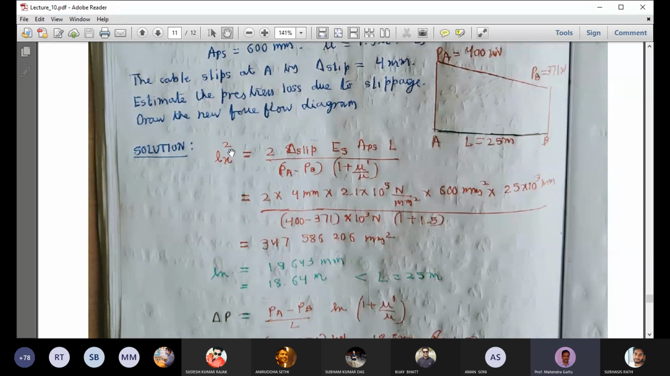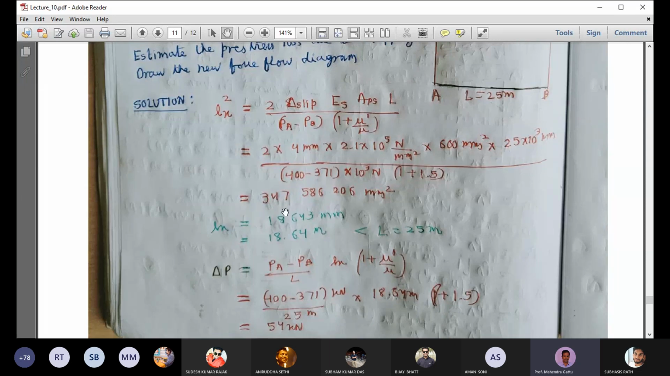So we just write the formula for Lx square: 2 delta slip E_s A_ps L by (PA minus PB) into (1 plus mu prime by mu). All these values are given. Delta slip is 4 millimeters. Young's modulus is 2.1 into 10 power 5 Newton per millimeter square. Area of pre-stressing steel is 600 millimeter square. Length is 25 meters, and we express it in millimeter: 25 into 10 power 3 millimeter. PA minus PB is 400 minus 371 kilonewton, so into 10 power 3 Newton, and mu prime by mu is 1.5, so 1 plus 1.5. So Lx square we are getting around 347,586,206 millimeter square. You take the square root, you get 18,643 millimeter, which is 18.64 meters.